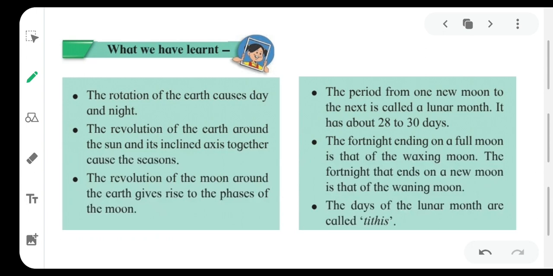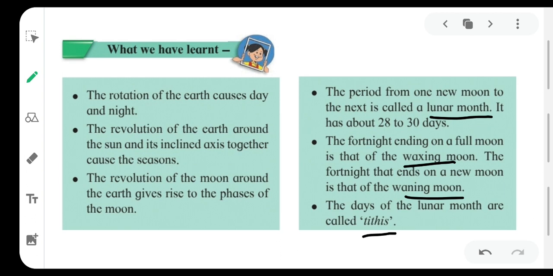After that, we studied that the fortnight ending on a full moon is that of the waxing moon. The fortnight that ends on the new moon is that of the waning moon. You should remember this both. And the days of the lunar month are called tithi. Hope you all have understood this chapter. Here we are completing this chapter.